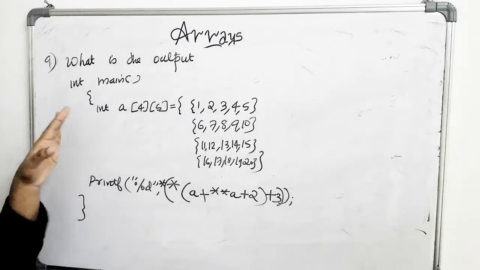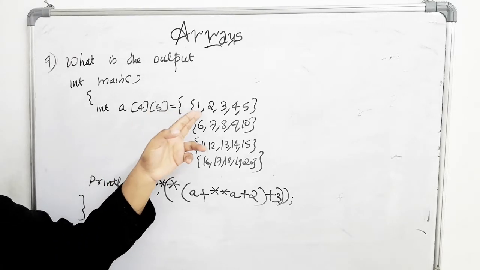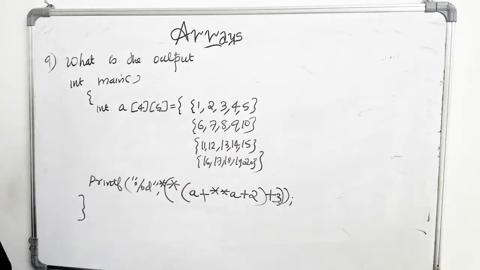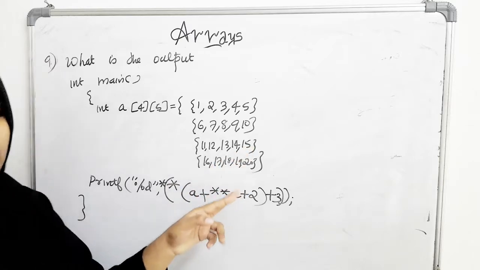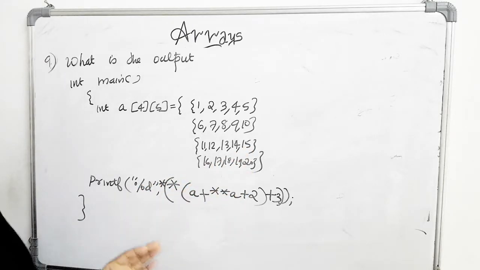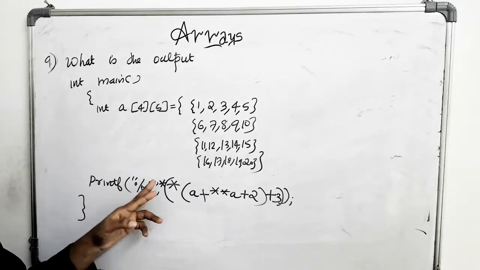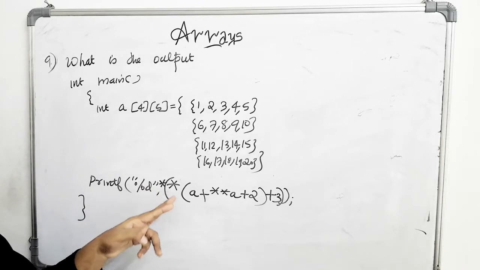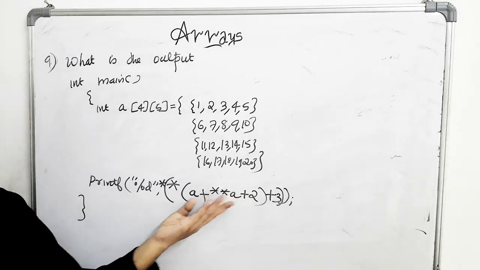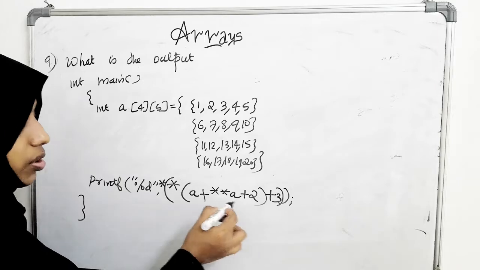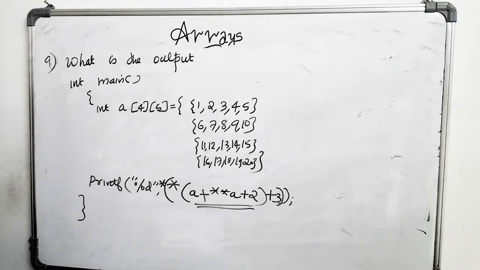So the next question is, what is the output of this particular program? A two-dimensional array has been defined. In the first row the elements are 1, 2, 3, 4, 5. In the second row the elements are 6, 7, 8, 9, 10. In the third row the elements are 11, 12, 13, 14, 15. In the next row the elements are 16, 17, 18, 19, 20. And we need to find the value of this expression: asterisk operator, asterisk operator A plus asterisk asterisk A plus 2 plus 3. As you know, brackets have higher precedence, so you have to start by evaluating what is inside the brackets first, and then keep on expanding this and find the answer.